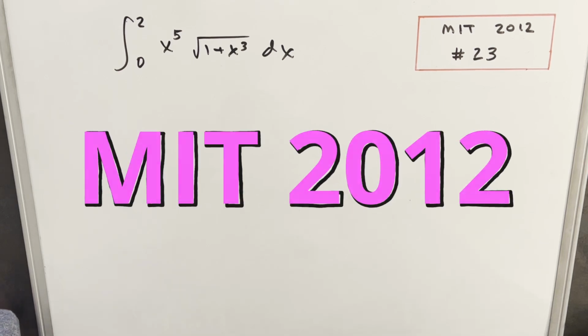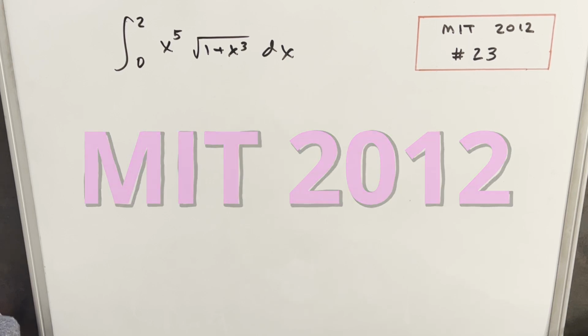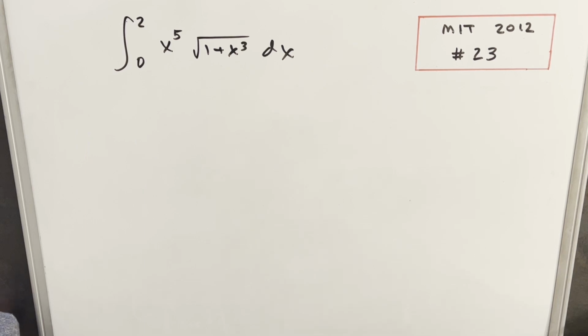Okay, today what I wanted to do is work on another integral. We have one here from MIT 2012, problem 23. We have the integral from 0 to 2 of x to the fifth times the square root of 1 plus x cubed dx. Okay, really the whole issue we have here is just dealing with this radical with 1 plus x cubed. We need to simplify that, and we can do that with a u substitution.